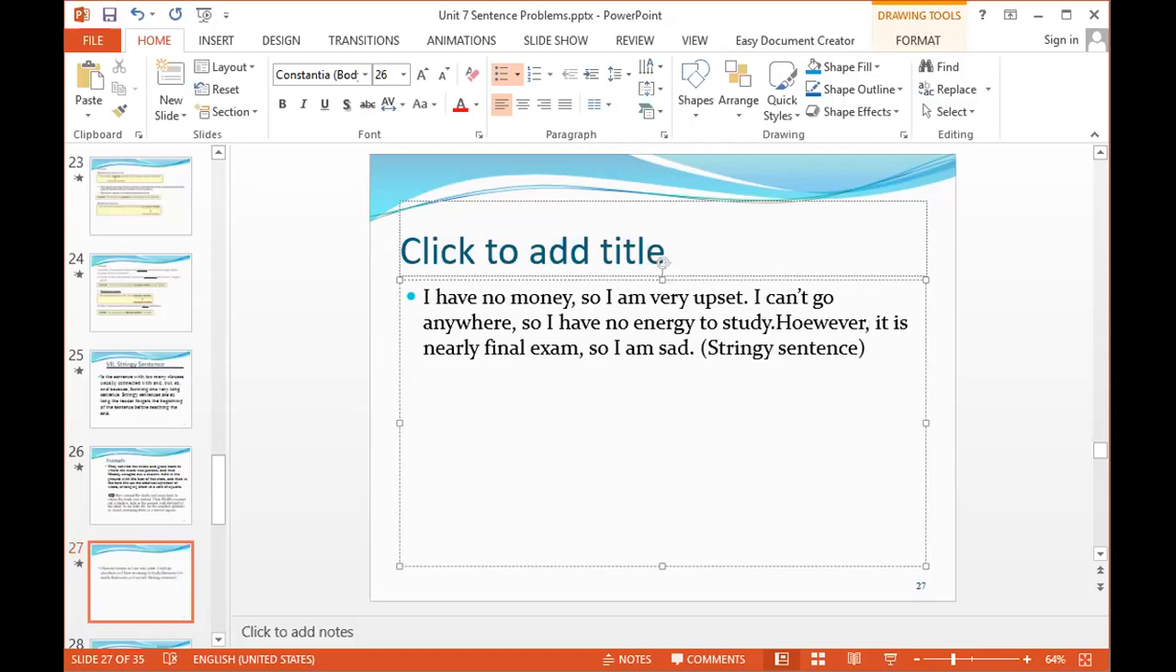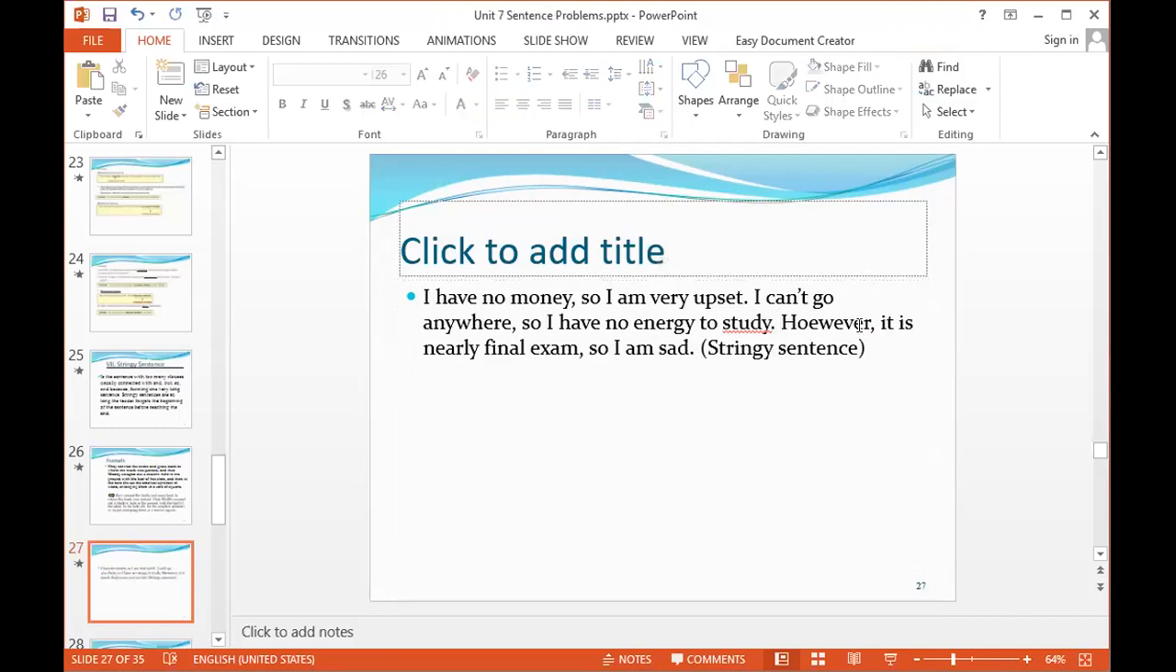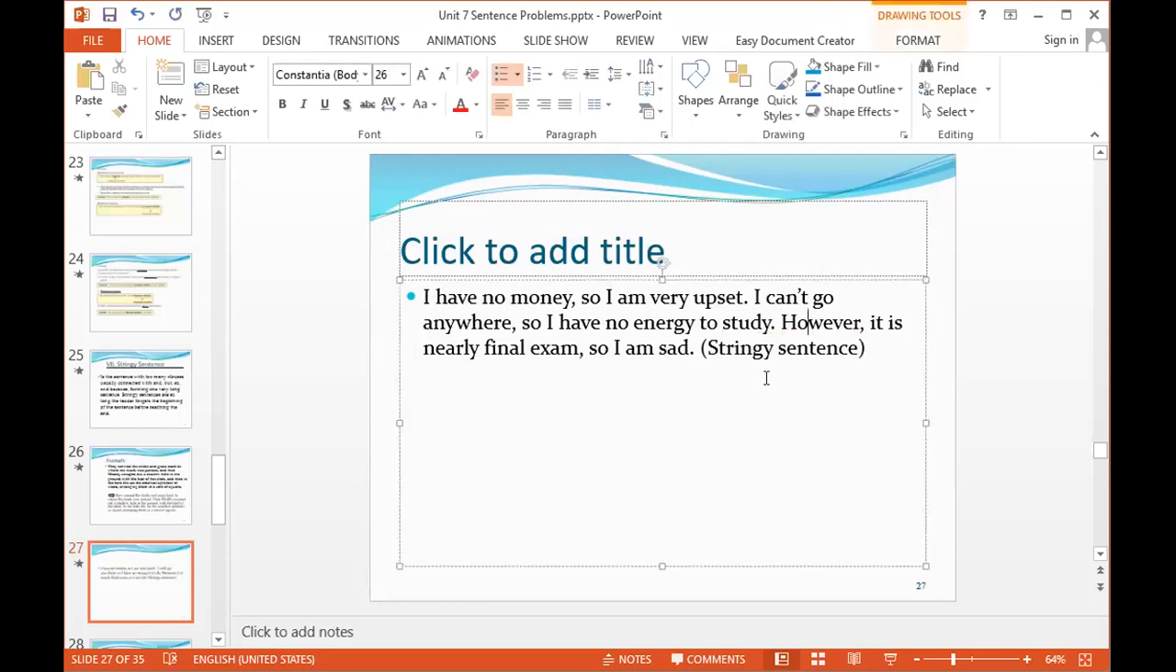Otherwise we call it a stringy sentence. So you see the way we correct the stringy sentence. Again, stringy means a very long sentence. How long? It can be 4 or 5 sentences. That is what we call a stringy sentence: I have no money, so I am very upset, but I can't go anywhere, so I have no energy to study, but it is nearly final exam, so I am sad.